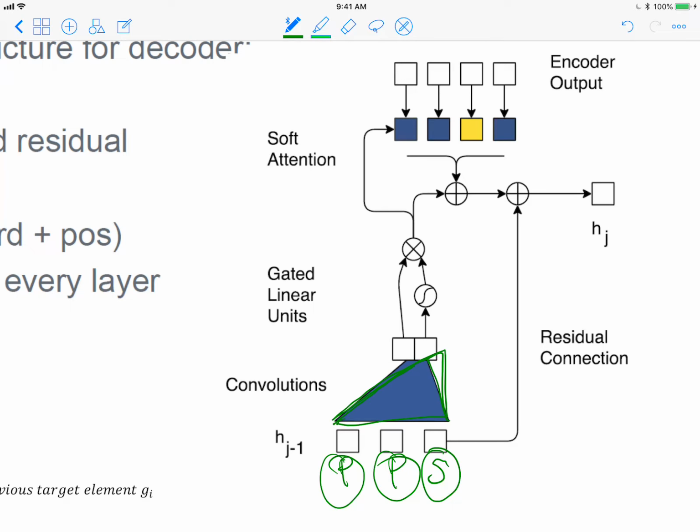Then the convolution works in this manner, because we only use the tokens that were generated up to the current time step. We cannot use embeddings or information from the future, because we are decoding by generating one token at a time. We can do the convolution and then pass the resulting vector through the gated linear units, and then here we have some kind of residual connection.